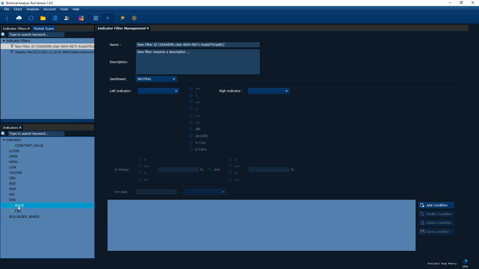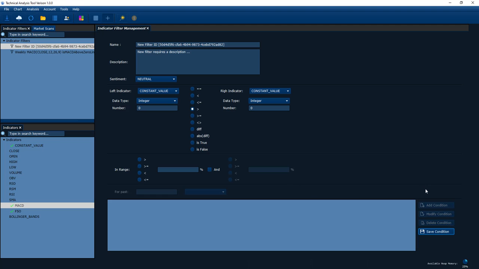Of course you need to select the MACD and make sure there is a green tick in front of this indicator, which means you have already included it in this indicator filter management domain. Then you click the add condition button here to start adding the first condition. Let's select the MACD. Once you select the MACD, all these configuration items are exactly the same as when you open the MACD indicator from the chart. So that's the same content here.